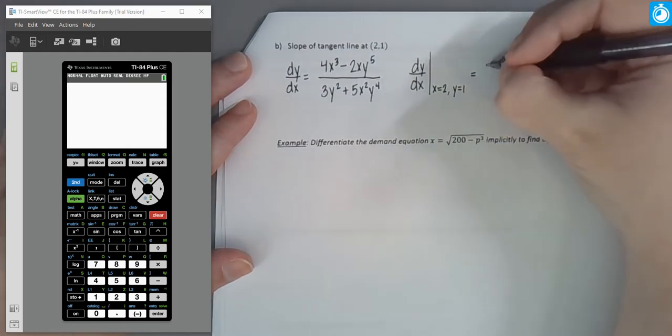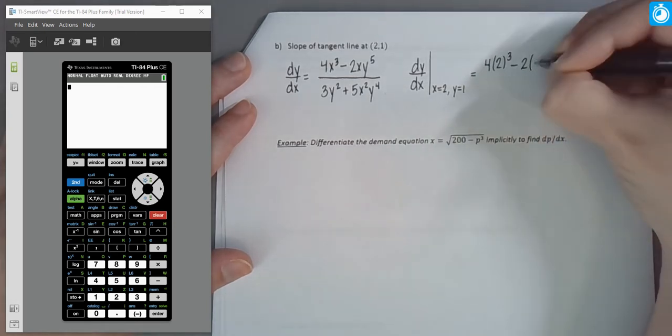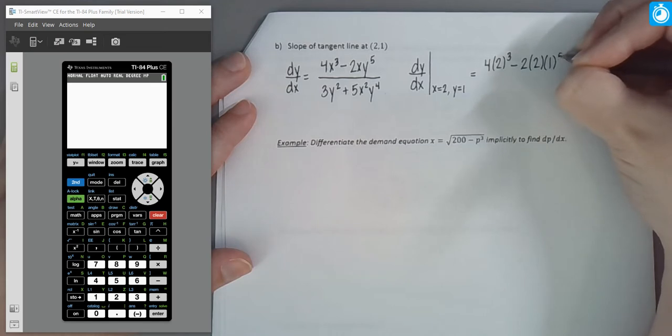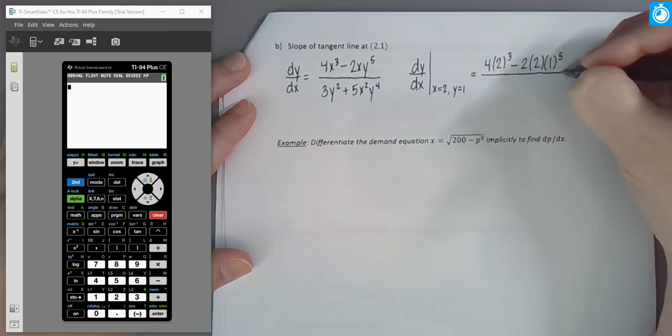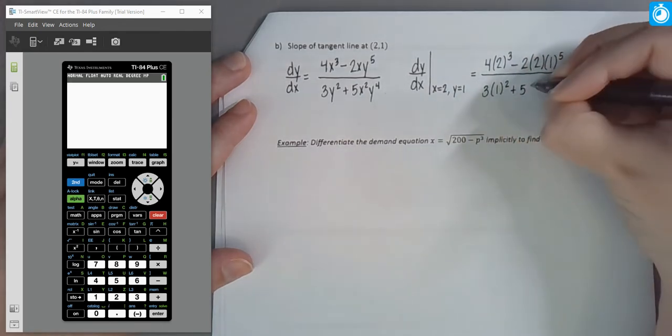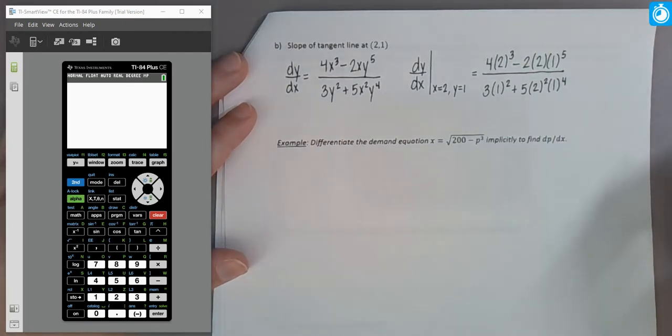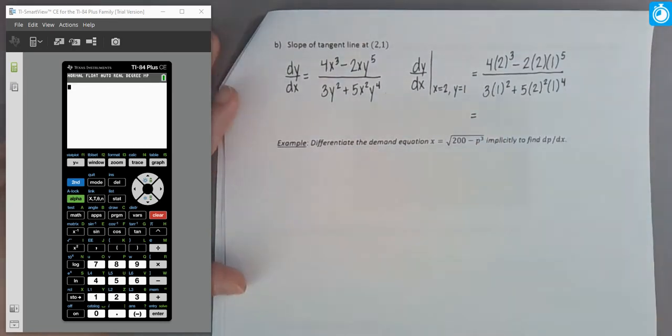So now we just need to sub it in. So x is going to be 2, so 4 times 2 cubed minus 2 times x times y, which is 1, raised to the 5th power. And then all of that divided by 3 times y squared plus 5 times x squared times y to the 4th power. So there's a lot going on here. So my recommendation is just simplify the numerator and then just simplify the denominator and then go from there. Don't try to type too many things at one time, because if you don't use your parentheses correctly, your calculator is not going to evaluate this correctly.